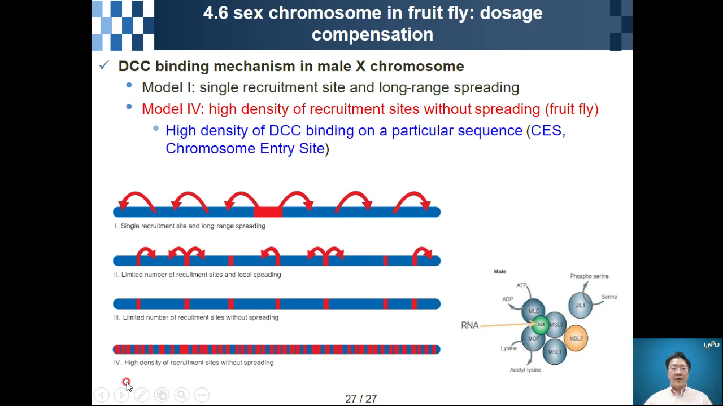People observed a high density of DCC binding sites on particular sequences. DCC is bound to the CES, the chromosome entry site. So DCC can be bound to this CES site, and once DCC binds to this region, it will increase the transcription rate 2 times.